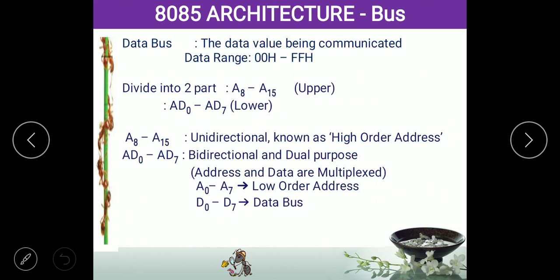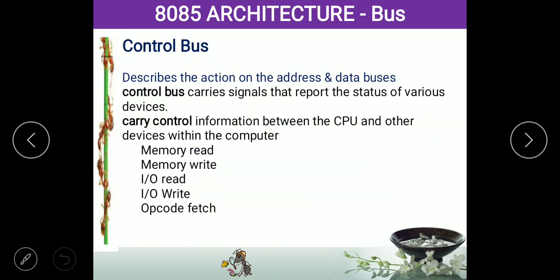Another thing is multiplexing, which we already discussed. So we are going directly to the control bus. What is meant by a control bus? The control bus has the signals to control the operations of the microprocessor.